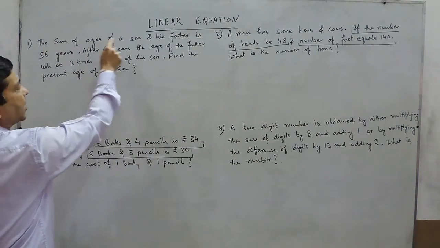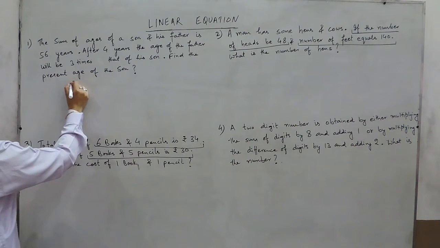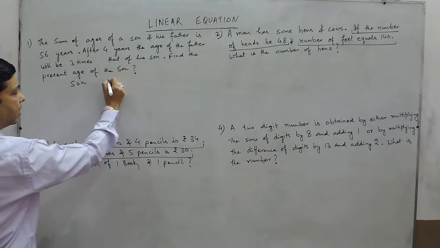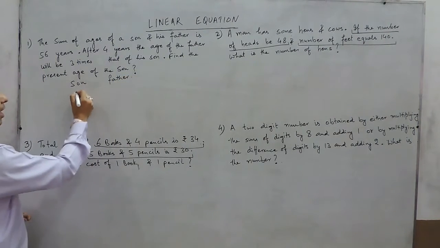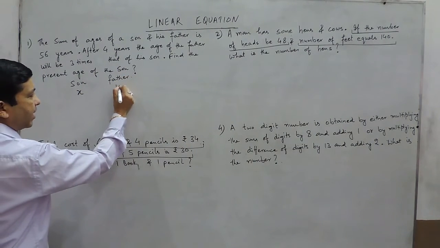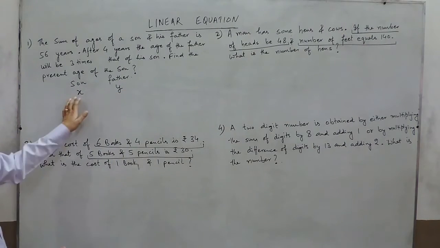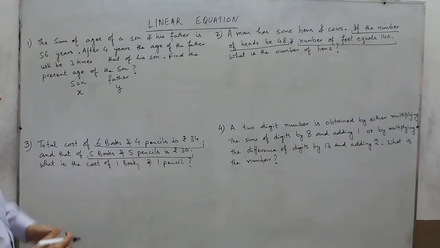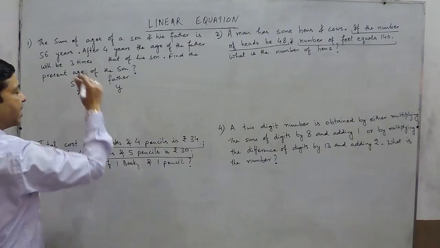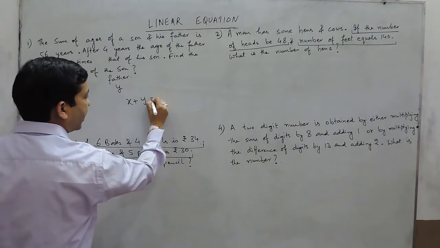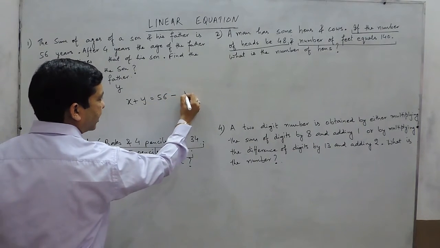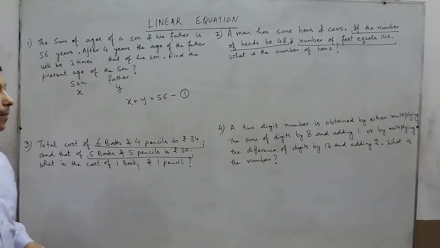Here, the sum of ages of son and father is 56. We can write the age of son and the age of father as the present ages. If the age of son is x and the age of father is y, these are two variables we have added. The sum is equal to 56 years. It means the first equation is x plus y is equal to 56 years. This is the first equation.